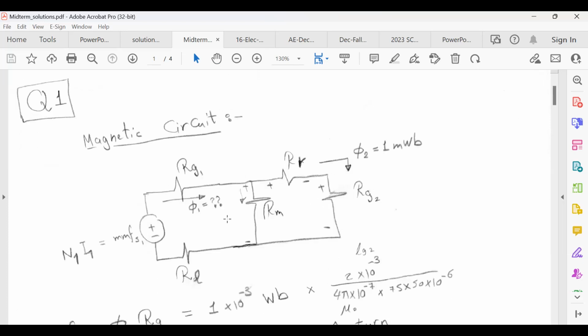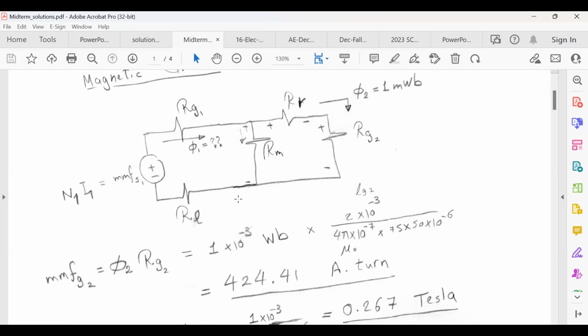The first thing is to draw a very clear magnetic circuit. Put everything you know, for example, make it big. You can make it bigger than this. V2, for example, is 1 milliweber. You have the reluctance of the right leg, middle, and left leg, and the air gap 1, here is 2, and the MMF of the source.